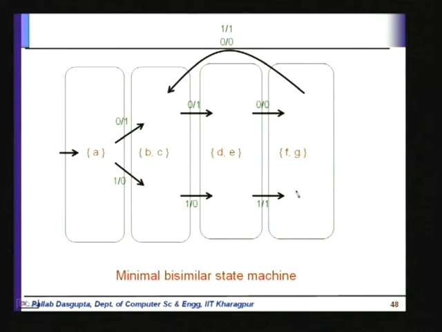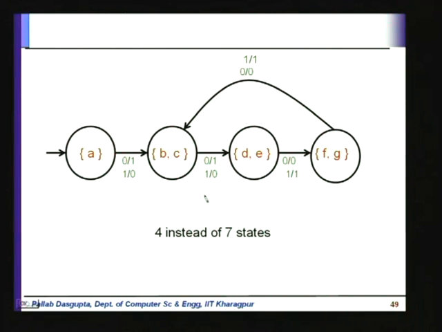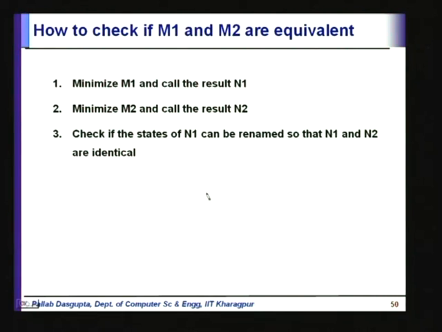It is called bisimulation equivalence. This definition of equivalence is called bisimulation equivalence. This is the final minimized state machine. And to check if M1 and M2 are equivalent, you can minimize M1 and call the result N1, minimize M2, call the result N2, and check if the states of N1 can be renamed so that N1 and N2 are identical, right. That is a classical graph isomorphism problem.